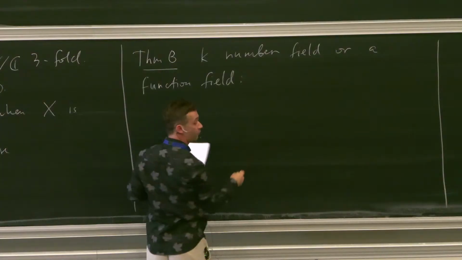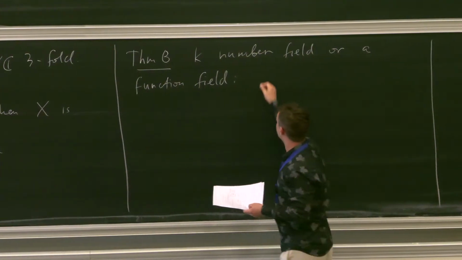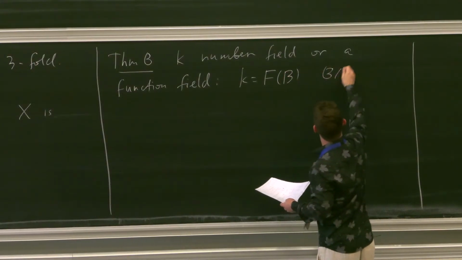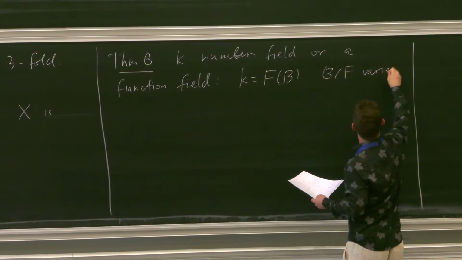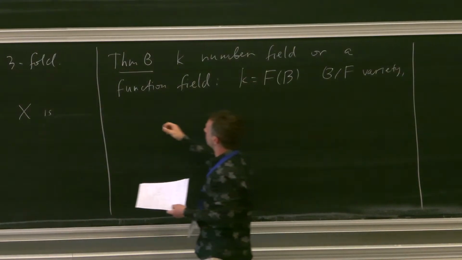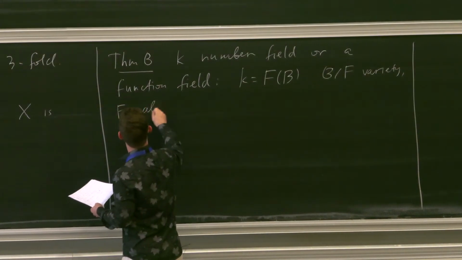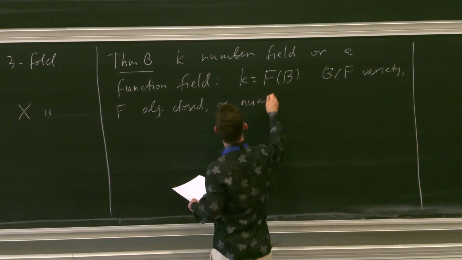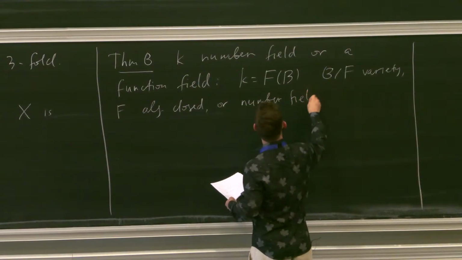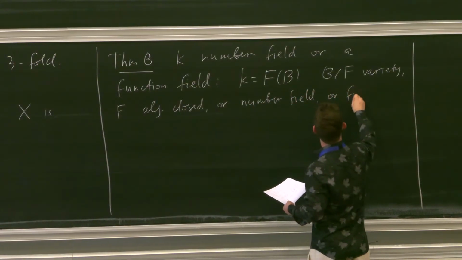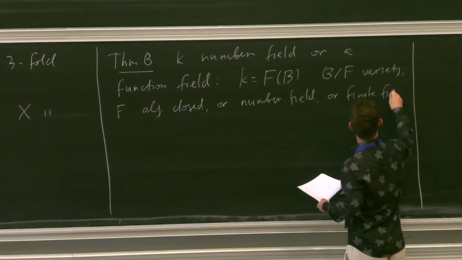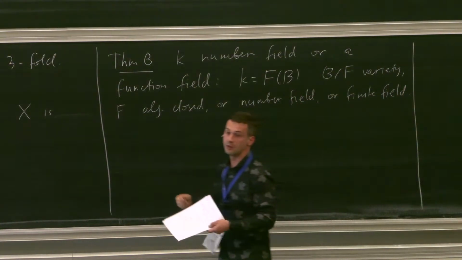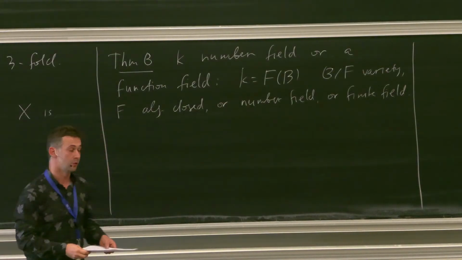And function field for this theorem means that it's a function field on a variety over a different field F. So B over F is a variety. And F can be algebraically closed or a number field or a finite field. So I just list some relevant fields over which the links I work with will exist and will be non-trivial.